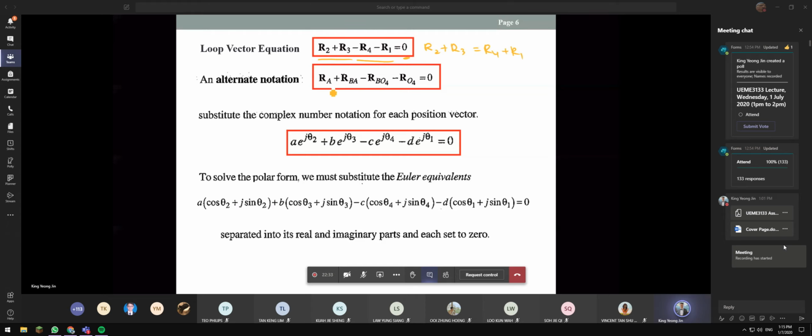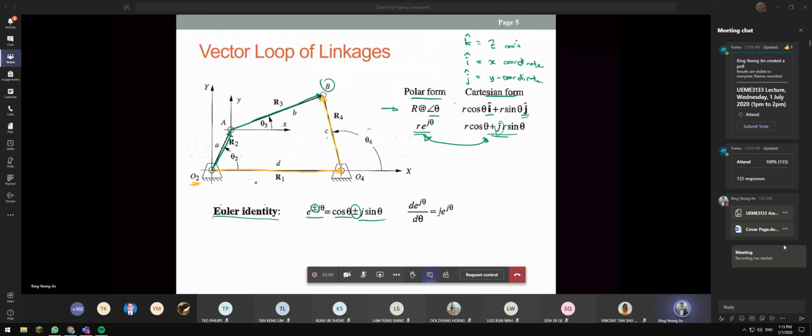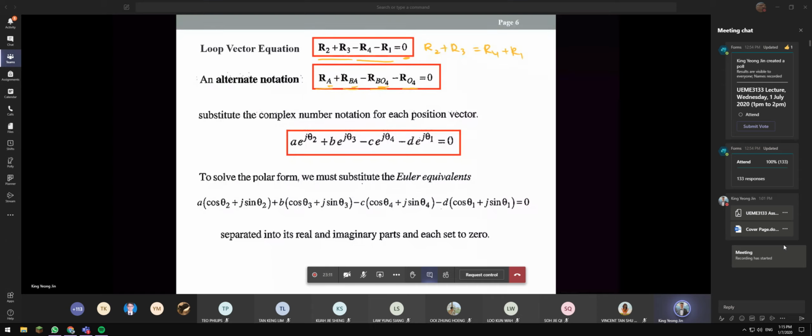So the other way of writing it is according to the link notation. R2 is actually RA, R3 is actually RBA, R4 is actually RBO4, and then R1 is actually RO4. So this one we can also mention is RO4. This is RBO4. This is RAB. This is RA. Okay. So it depends on which notation you want to use.